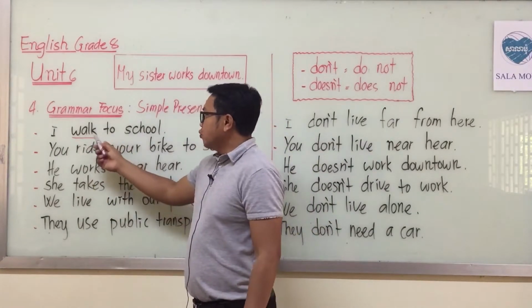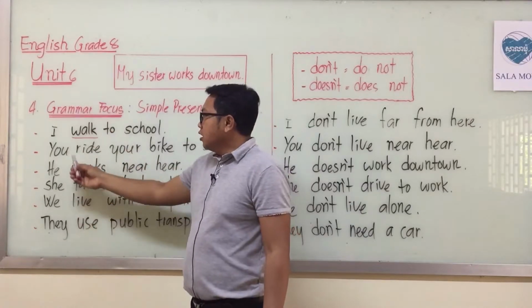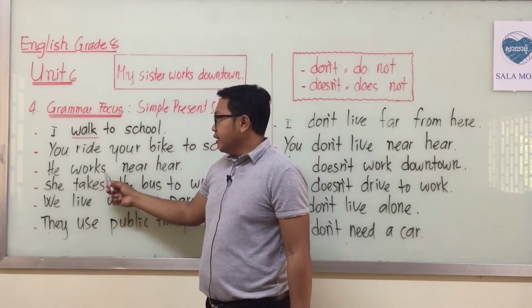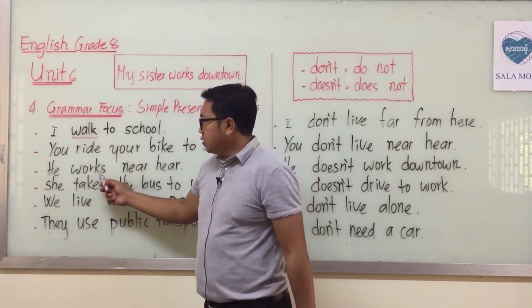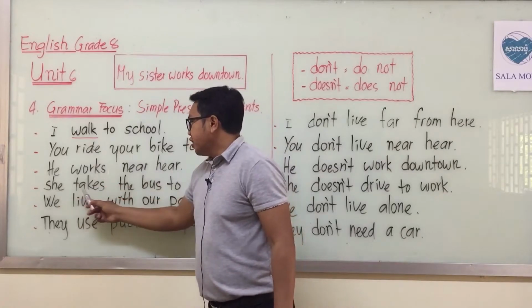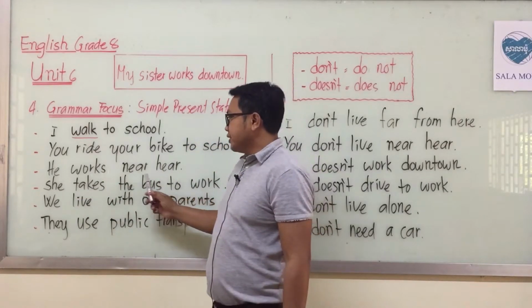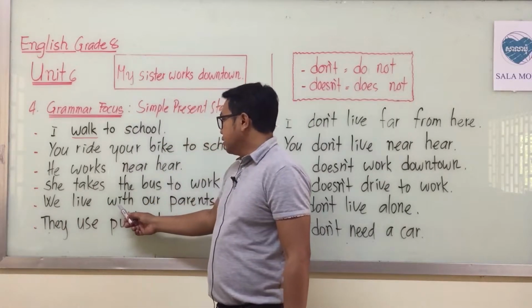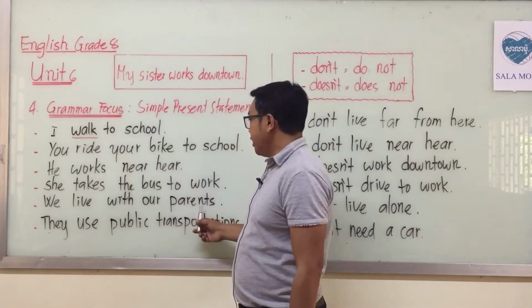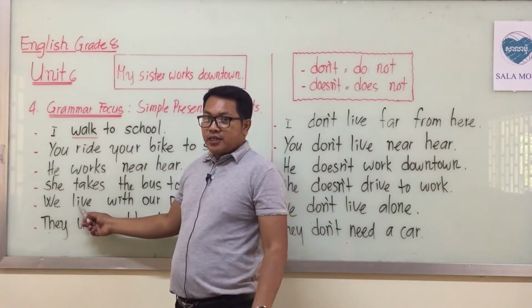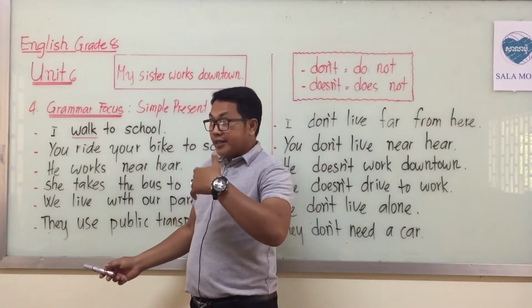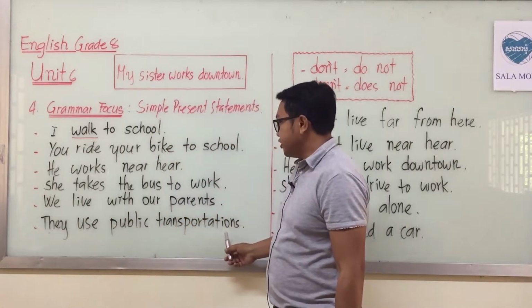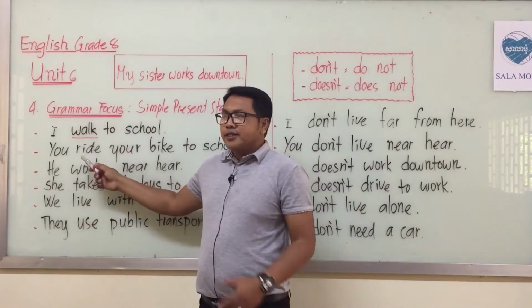I walk to school. So walk doesn't change, so it's present simple. You ride your bike to school. He works. See, work with s. It's present simple. She takes the bus to work. It's present simple because with s. We live with our parents. Live, no ed, no anything else, is called present simple. They use public transportation. Is called present simple. This is called positive.